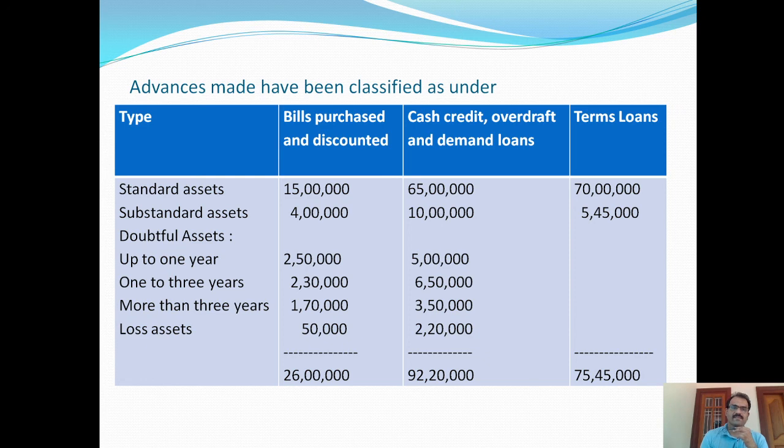Then doubtful debts: up to 1 year, 2 lakh 50,000 and 5 lakh; 1 to 3 years, 3 lakh 30,000 and 6 lakh 50,000; more than 3 years, 1 lakh 70,000 and 3 lakh 50,000. Loss assets: 50,000 and 2 lakh 20,000. In column totals, bills purchased and discounted column total 26 lakhs, cash credit column total 92 lakhs 20,000, term loans column total 75 lakhs 45,000.